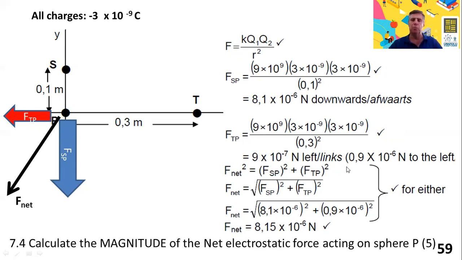Might be useful to make it 0.9 times 10 to the minus 6, so your two forces have the same exponent. Then we just use Pythagoras' theorem, F net squared is equal to FSP squared plus FTP squared. So therefore, F net is the square root of the sum of the squares. Put in your numbers, carefully use your calculator, and we'll get a net force of 8.15 times 10 to the minus 6 newtons. And again, you can check, this should be of a very similar size to these forces here. It's just the magnitude of the net electrostatic force.